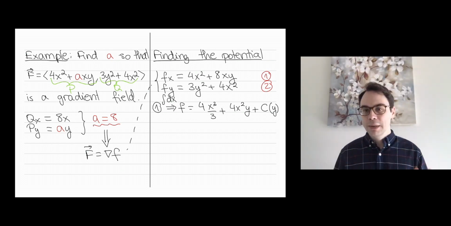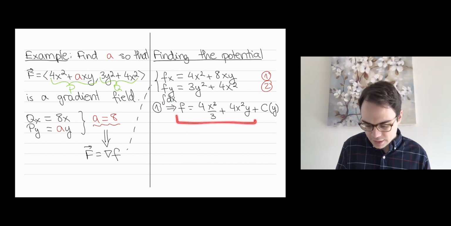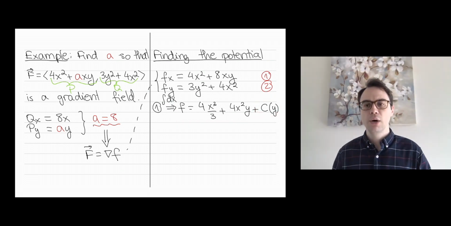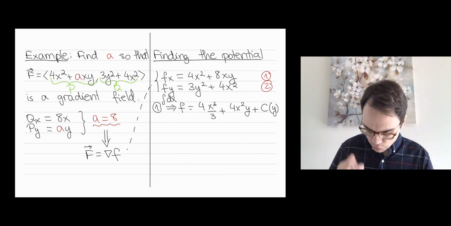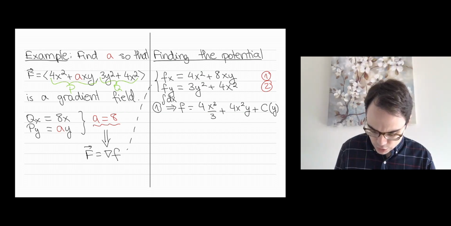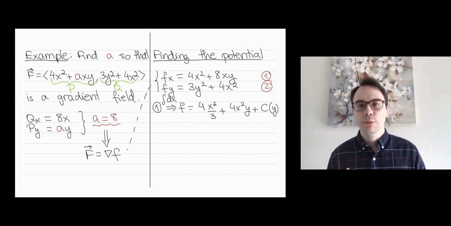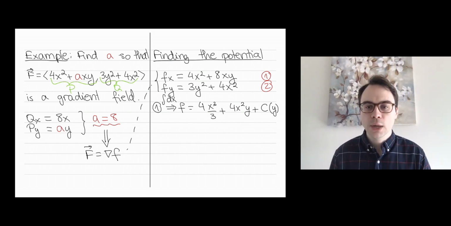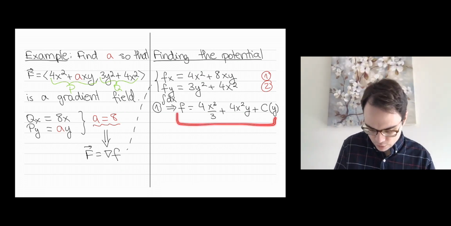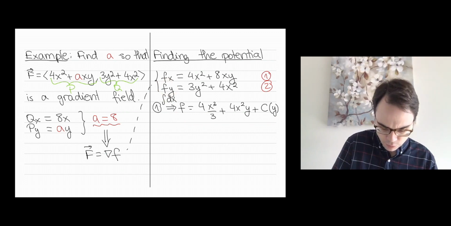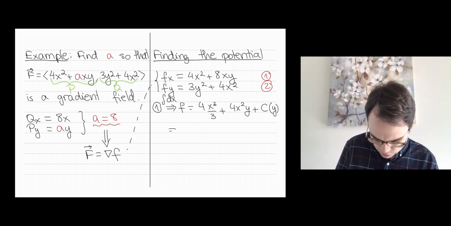Let me note that we already made some progress. We know how f depends on x. All that remains is to understand how f depends on y, so I just need to understand this function c. Here's how we're going to understand c. We're going to use equation number 2. Because equation number 2 involves a y partial, I'm going to take a y partial of what I already know. So let me just take a y partial.